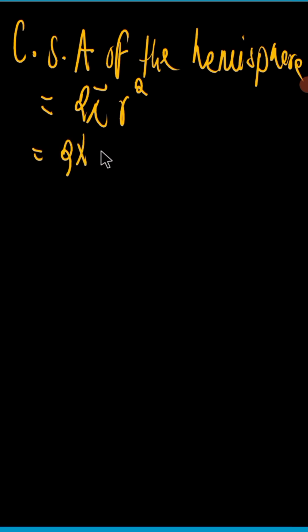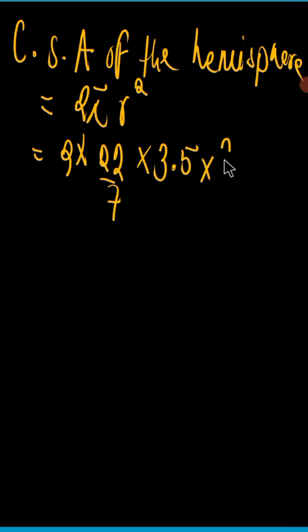2 times our pi, which is 22 over 7, then radius is 3.5 twice, times 3.5. And when you calculate everything using your calculator, we'll be having the curved surface area of the hemisphere as 77 centimeter squared.